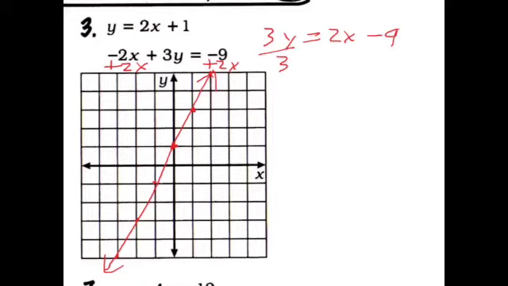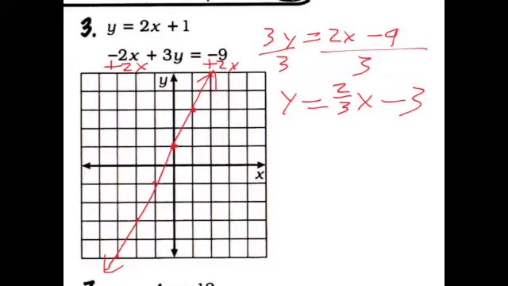Now you just have to divide everything by 3. You'll get y equals, well, 2x divided by 3 is just going to give you 2/3 x. And then -9 divided by 3 is just -3. So here's my second one.